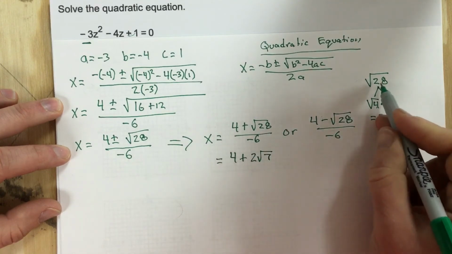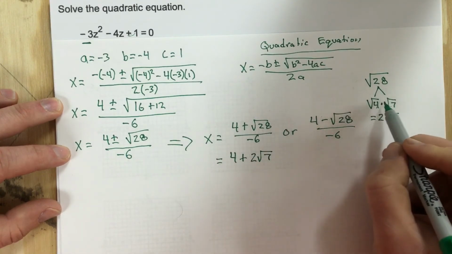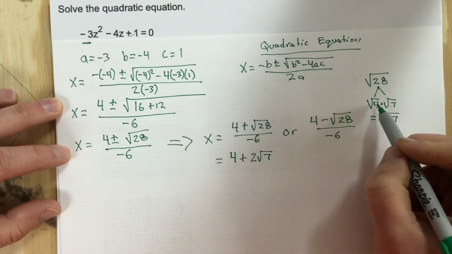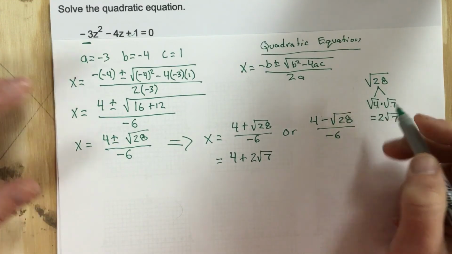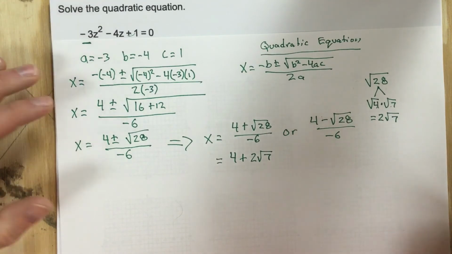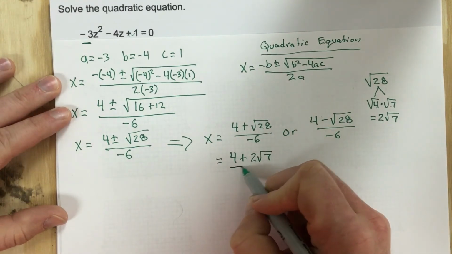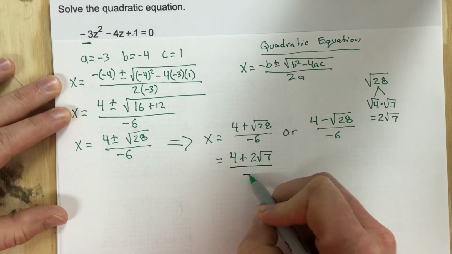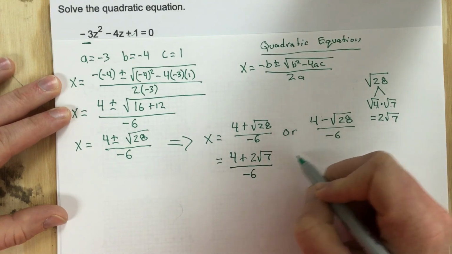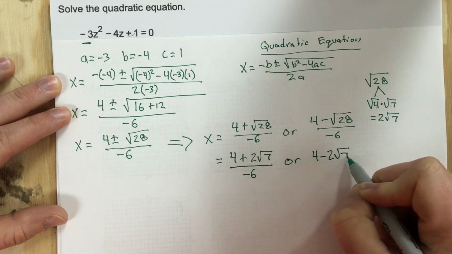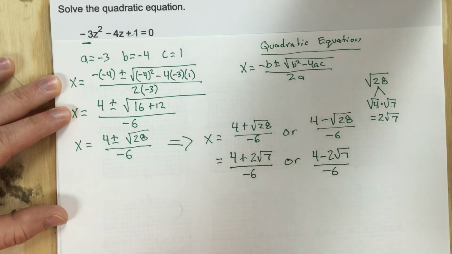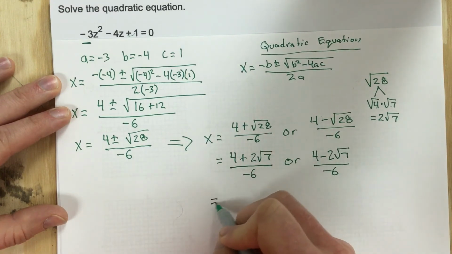And you can do this with any radical, break it down into separate radicals, or separate terms, that you can essentially take the root of any squares that you have in there, any square factors. So this is 4 plus 2 root 7 over -6, or 4 minus 2 root 7 over -6.